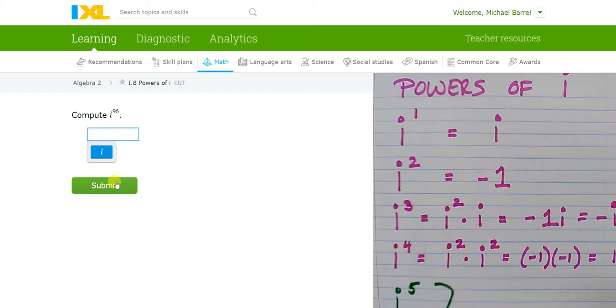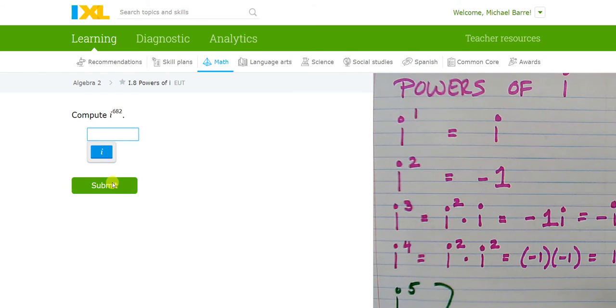96. All right, well, 96, I'm just going to use my calculator. 96 is actually divisible by 4, which means it's an i to the fourth, which is a 1. 60. Okay, let's divide 60 by 4. 60 divided by 4 is 15. 4 goes into it perfectly, which means it's just an i to the fourth, which is a 1.